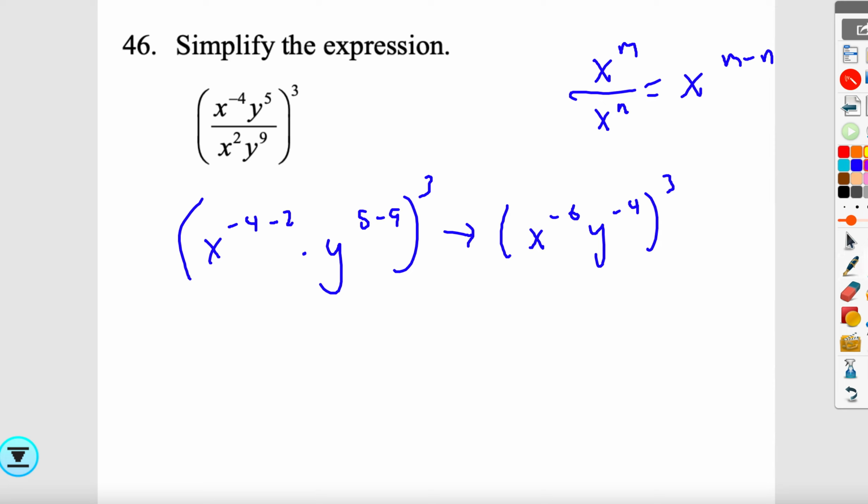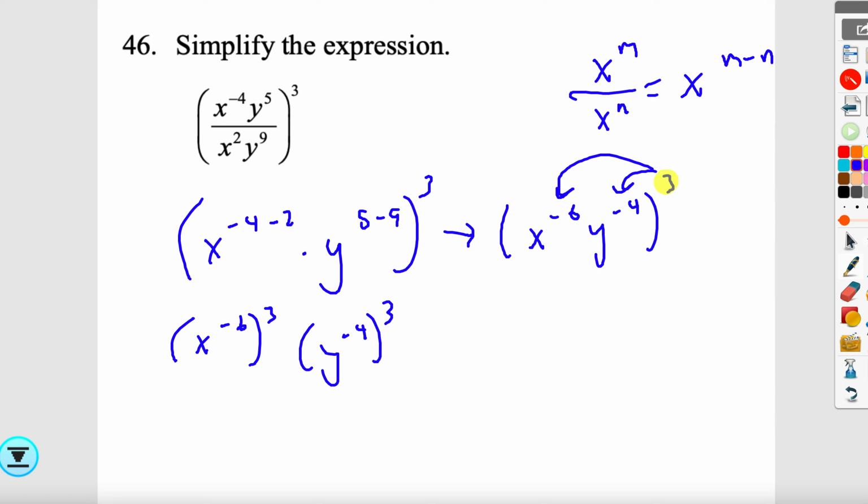We're now going to distribute this 3 to both the negative 6 here and to the negative 4. So then we're going to get parentheses x to the negative 6 to the third power, y to the negative 4 to the third power. So now we have a power to a power. When we have a power to a power, that's the power rule. We're going to multiply those bad boys. So then we get x to the negative 18 times y to the negative 12.